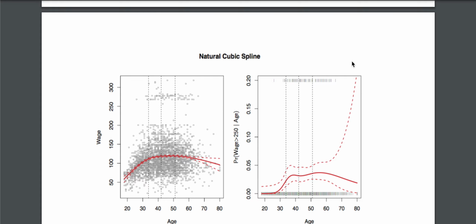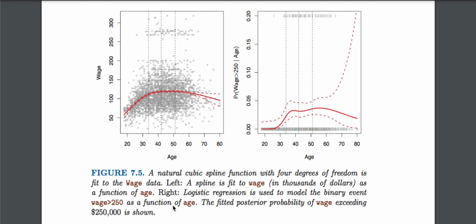Now a recurring question is, how do we know where to place these knots, and what are the locations? Here, the way it's done, these locations were chosen to be the 25th, 50th, and 75th percentiles of age.